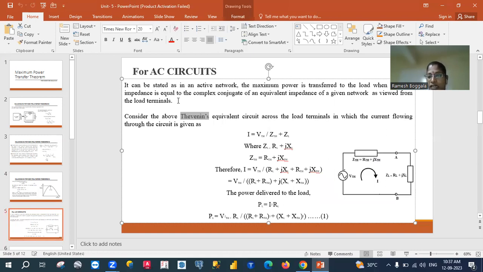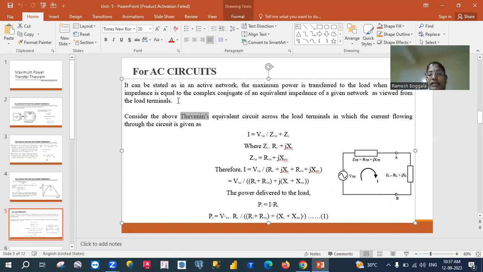Consider the Thevenin equivalent circuit across the load terminal. The current flowing through is given by I equals VTH divided by (ZTH plus ZL). Here ZTH means the Thevenin equivalent impedance, and ZL is the load. Where ZL is equal to RL plus jXL, and ZTH is equal to RTH plus jXTH. Therefore, you substitute these values in the above equation.